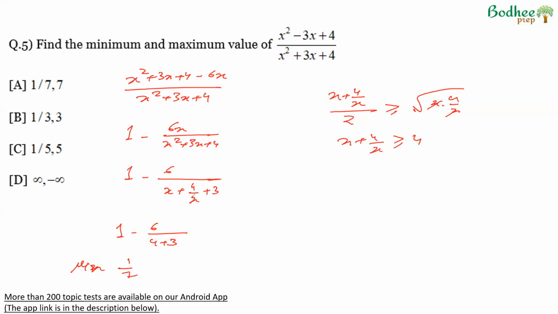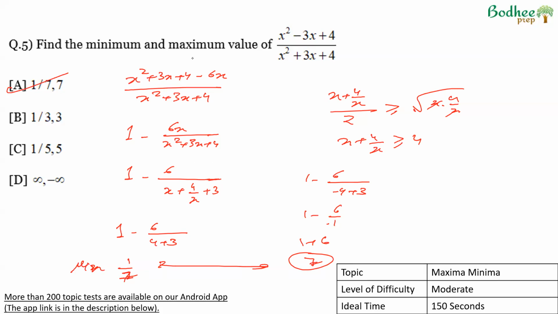Next, the flip side of this is when we put x plus 4 by x as minus 4. In that case, you'll get 1 minus 6 upon minus 4 plus 3. This will be 1 minus 6 upon minus 1, or 1 plus 6. This will become the maximum value, that is 7. So we use the minimum value for the positive, the maximum value for the negative, and from there we get the minimum and the maximum values for the overall expression, which is 1 by 7, and 7 becomes the answer. I'd say moderate to difficult question because there will be calculation involved, about 2.5 to 3 minutes to solve.